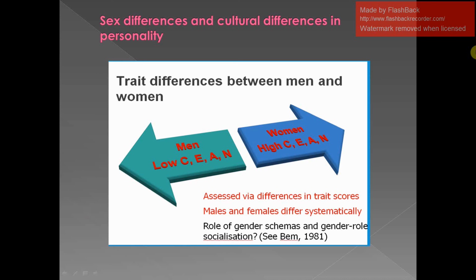There are trait differences between men and women. Men are low in CEAN and women are high in CEAN. CEAN refers to four of the big 5 personality traits: conscientiousness, extroversion, agreeableness, and neuroticism. These are assessed via differences in trait scores between males and females, and it turns out that males and females differ systematically.